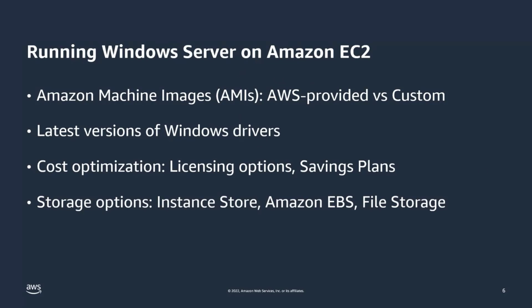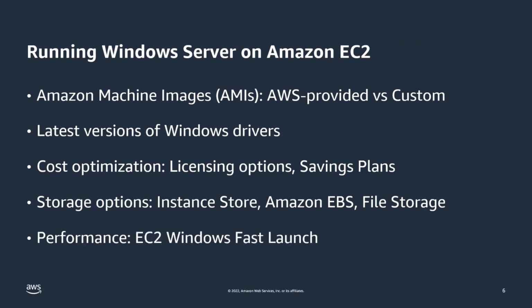And finally, you also get options for instance storage, which is EBS, file storage, as well as the one that you get with the instance directly. And finally, EC2 Windows fast launch, as the name suggests, improves the launch times for your Windows Server instances.